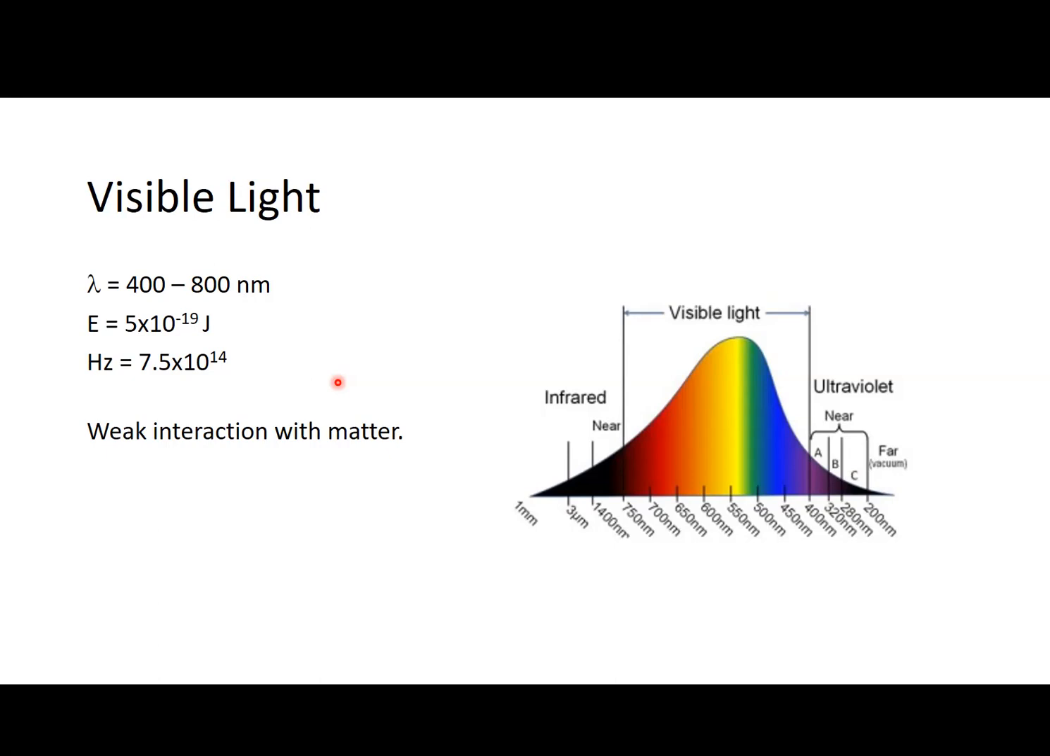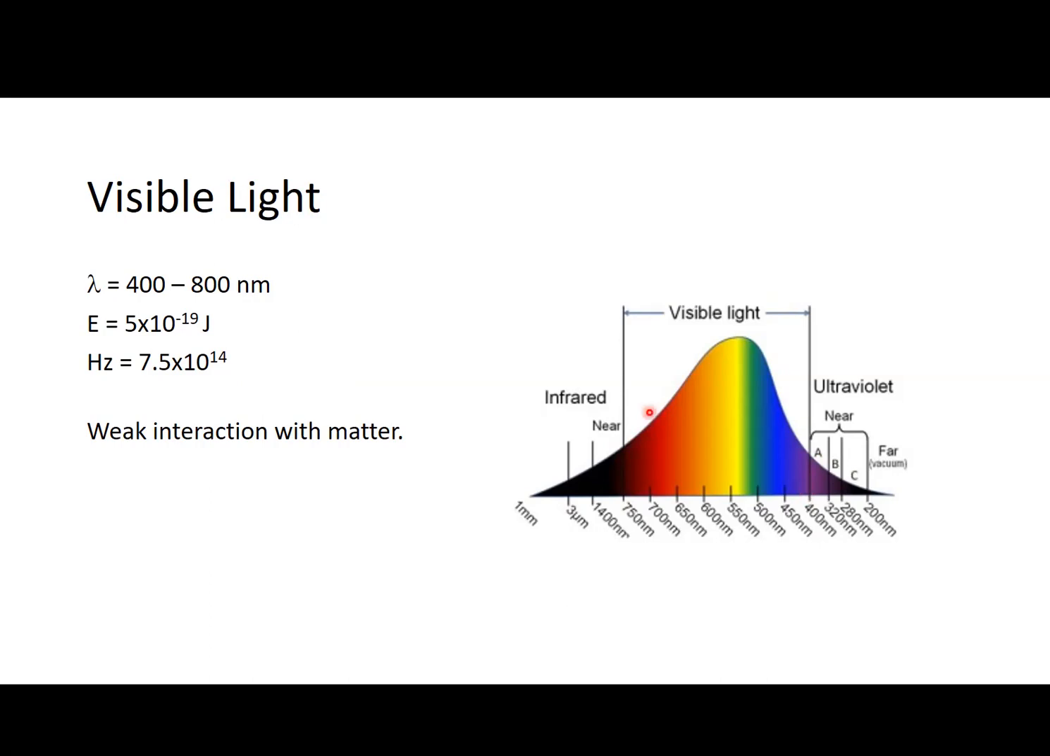One thing I want to point out is that the violet portion of this rainbow, this ROY G. BIV, the violet portion is here at about 400 nanometers, and the red portion is here closer to 800 nanometers. So the red portion of this has a longer wavelength than the purple portion.